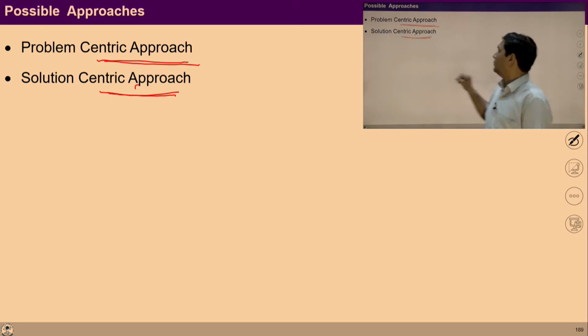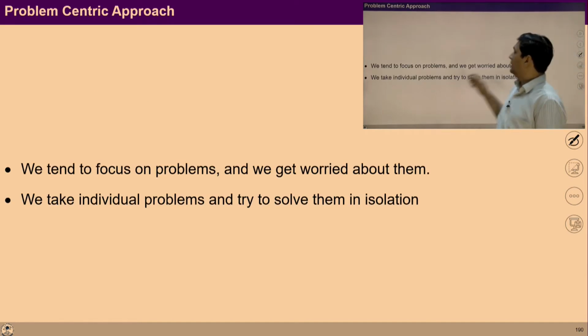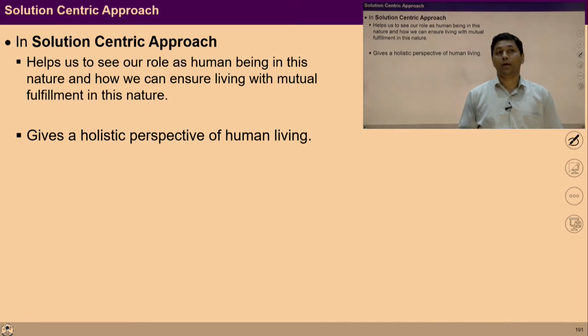So this approach basically helps us to see our role as a human being in this nature, how we can ensure living with mutual fulfillment in this nature. Then we can try to live like this and verify ourselves that this does lead to a state of fulfillment for oneself and the other, ultimately for everyone. This is the state of complete solution.